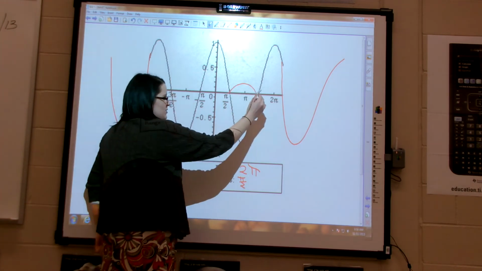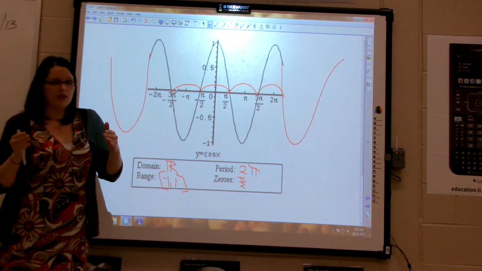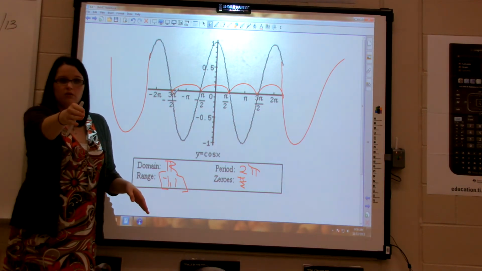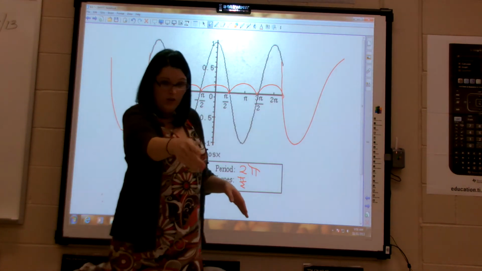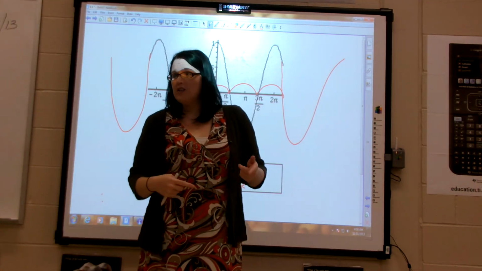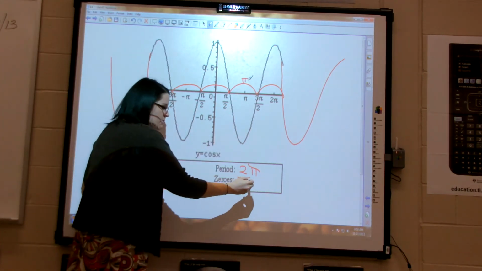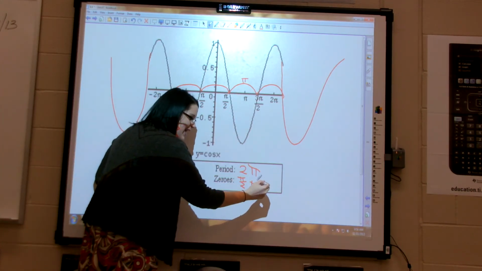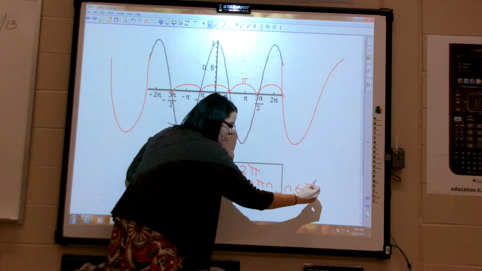Now, what's the distance between each zero? How far is that? Pi over 2 to 3 pi over 2. Look at the circle. It's pi. It's half a circle, correct? So this distance is pi, correct? So I'm going to put plus pi n, where n is any integer.